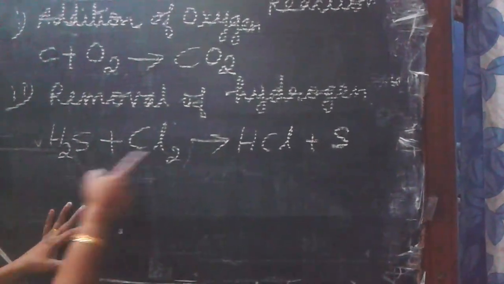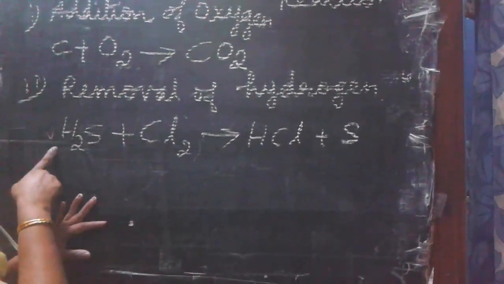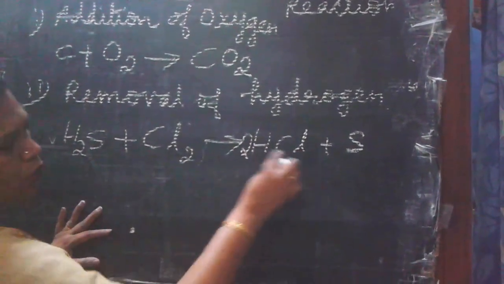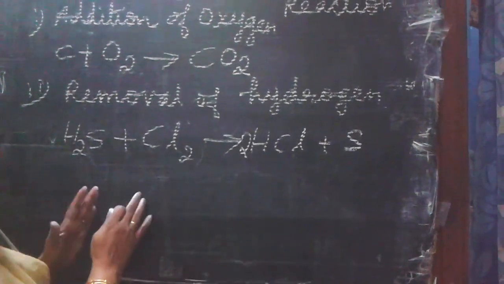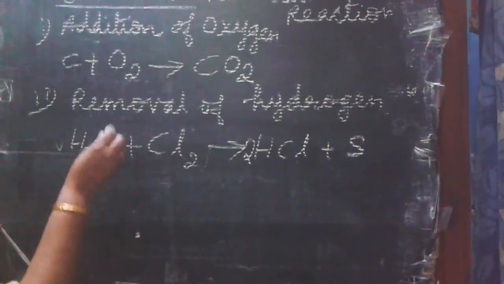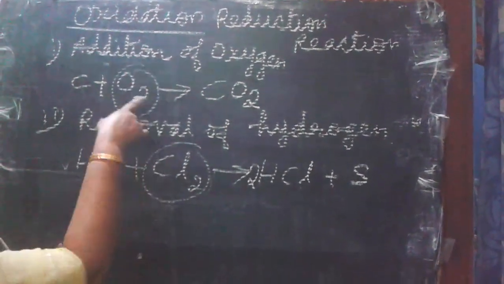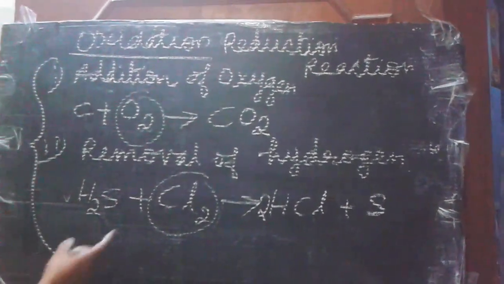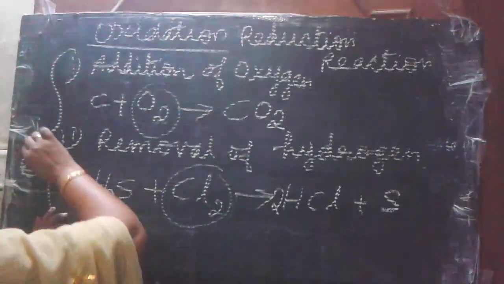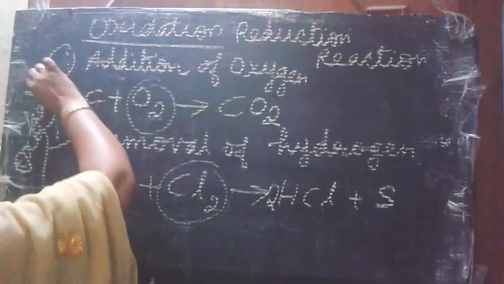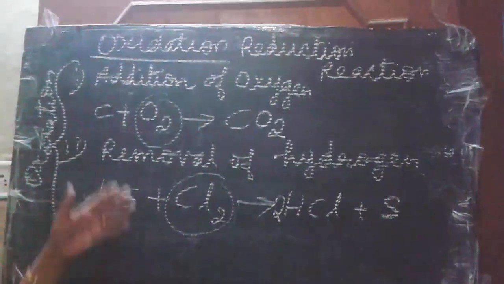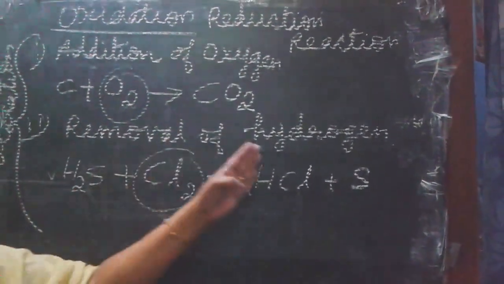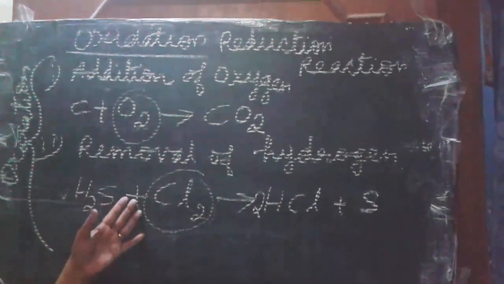Now see, is the equation balanced? No. Hydrogen here 2, chlorine here 2, but here 1. So if you put 2 here, then both of them will be HCl. So the equation is balanced. Understood? Here chlorine and there oxygen, both of them act as oxidizing agents. And both of these reactions are oxidation reactions, either by adding oxygen or removing hydrogen. In both cases I gave the example.